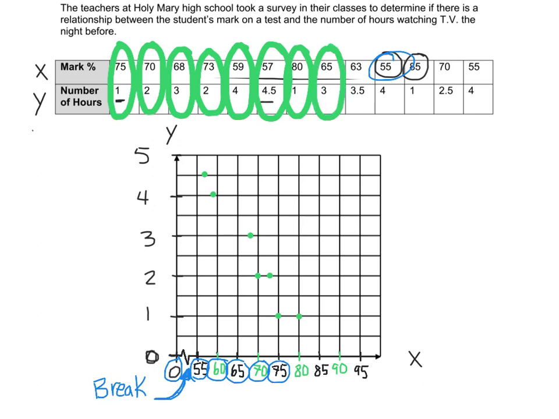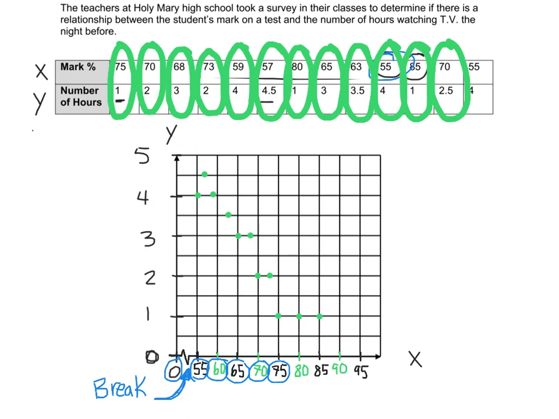I have 65 and 3. 65, 3 is right here. I have 63 and 3.5. 63 for x will have to ballpark, and 3.5 for y is right there. Then I have 55, 4. So 55, 4 is right there. I have 85, 1. 85, 1 is right there. I have 70 for x and 2.5 for y.